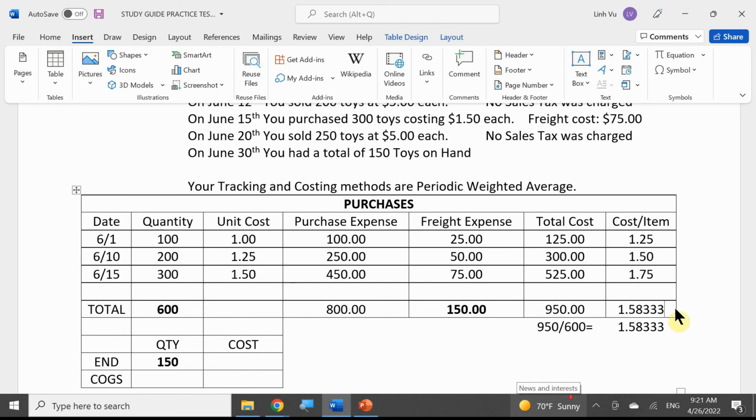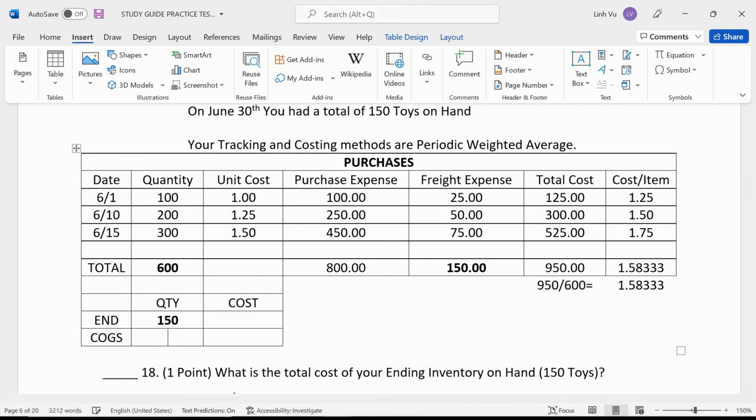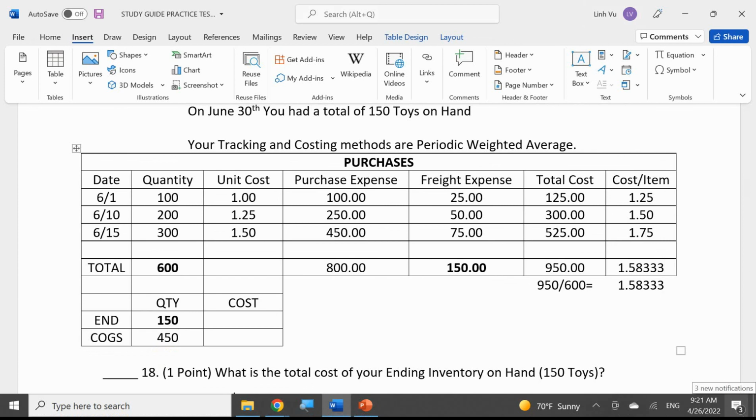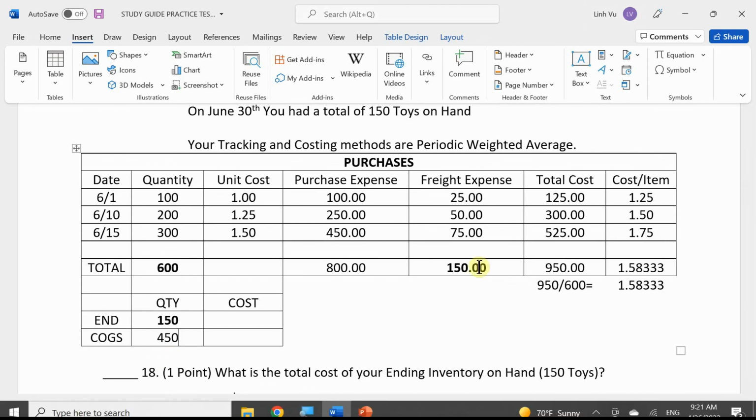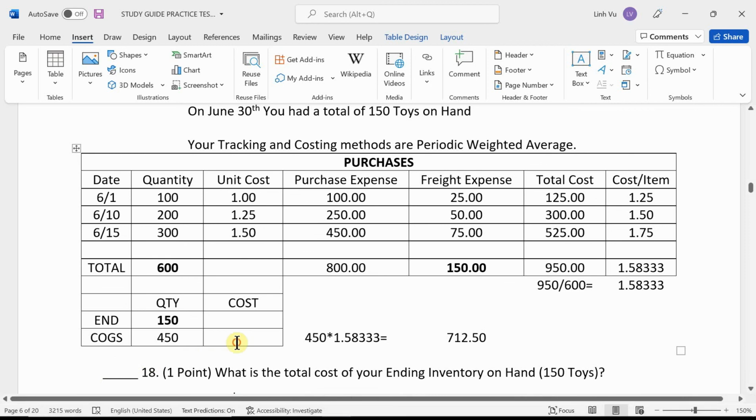158,333. Okay. So if I have 150 remaining, that means I should have sold 450. So this is where it's easy, because all I have to do is figure out what 450 times $1.58333 is, and what do you get? $712.50. 712.50. Good.